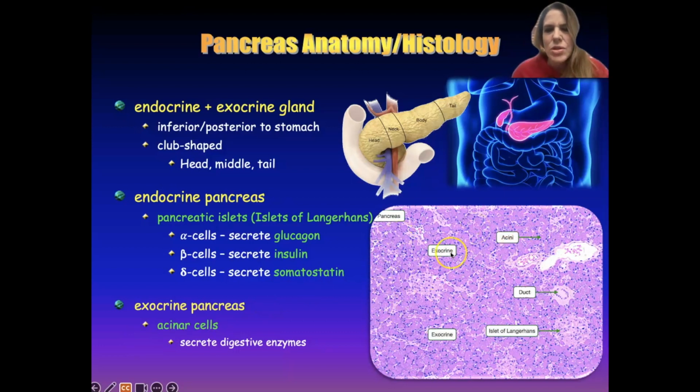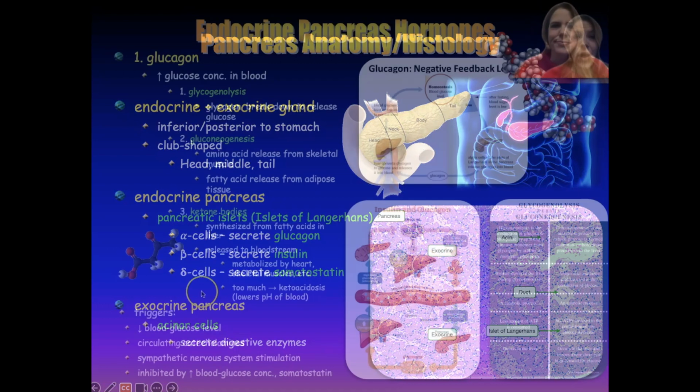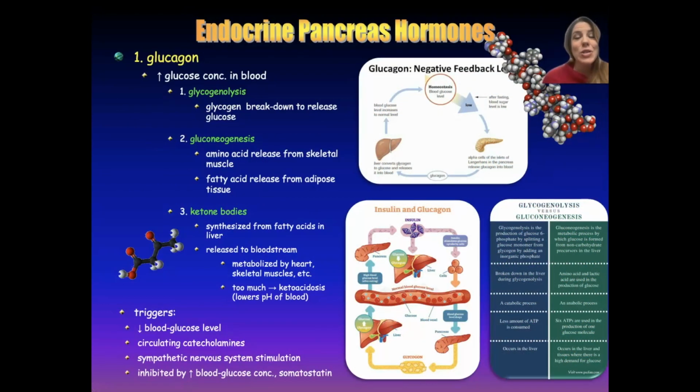And those cells just surround the pancreatic islets. Okay, so now let's go in and talk more specifically about these hormones produced by the endocrine pancreas. So we said there's glucagon and insulin are two of the main ones, and these guys are antagonists to each other. They're both involved in regulation of blood glucose levels.